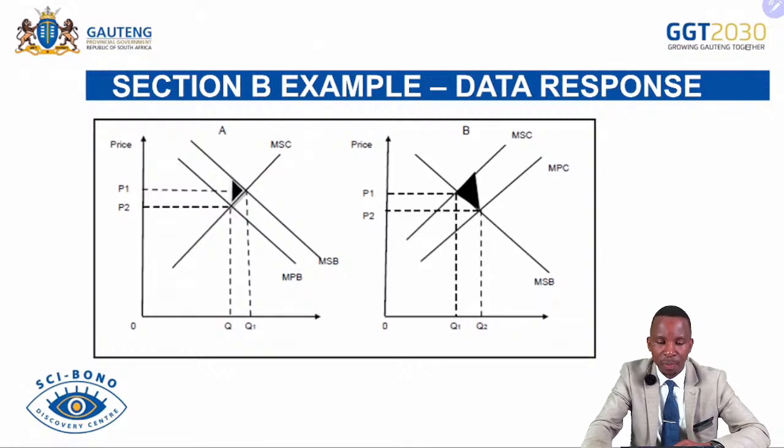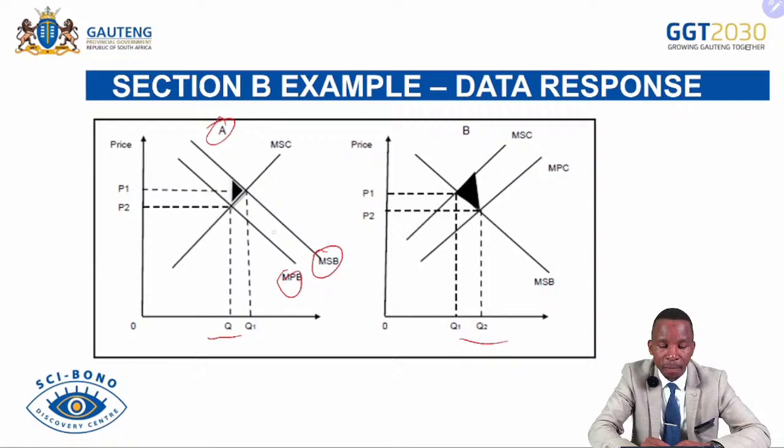And then this is the data response. This is where you are given graph A and graph B. It is very important for you to analyze your graph before you answer questions. Let's see. You have the first one, which is A here, with marginal private benefit and marginal social benefit, and the demand is shifting to the right. And then we have the second one, which indicates the supply now shifting. We have marginal private cost and marginal social cost. That means the supply curve is shifting to the left. So you know what happens to the quantity and to the price.